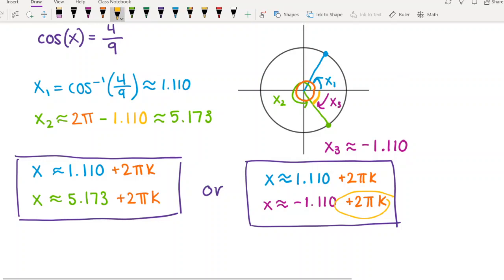So because the green and the purple angles are coterminal with each other, it doesn't really matter which one you're writing down. And I guess maybe just to make it really concrete, if you were to take the purple angle and add 2 pi to it, you would get the green angle. I would encourage you to try that. Take negative 1.110 and add 2 pi to it, you'll get the green angle.